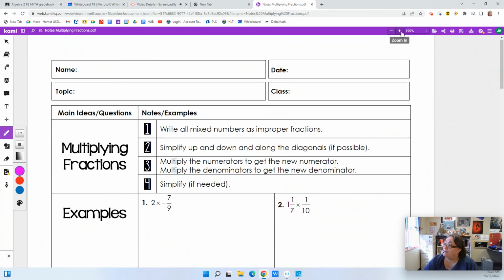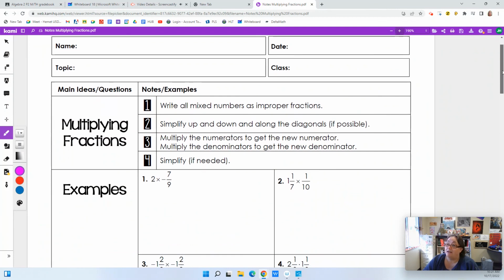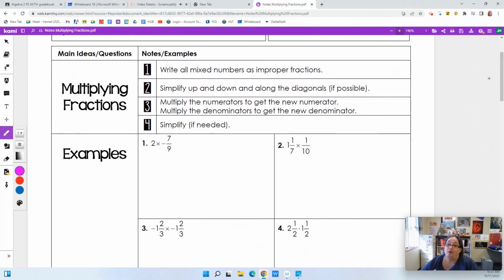So when we're talking about multiplying fractions, I like this sheet because it's got all the rules for you right in the beginning. But let's talk about them first before we get started. First thing it says is write all mixed numbers as improper fractions. I told you guys we're going to use improper fractions more than anything from now on, right? Improper fractions are the way to go as you get higher and higher in math.